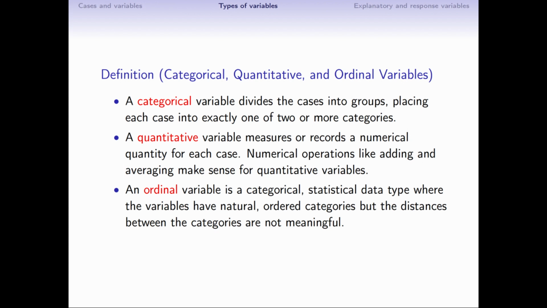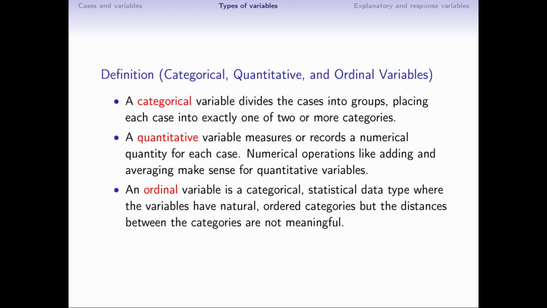Last but not least is a special kind of variable called an ordinal variable, which is kind of masquerading as a quantitative variable, but in fact is a categorical variable. So an ordinal variable is a categorical statistical data type where the variables have natural ordered categories, but the distances between the categories are not meaningful. Okay, so that's an example of an ordinal variable.